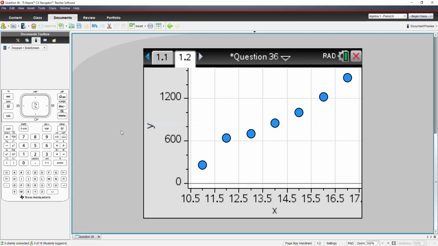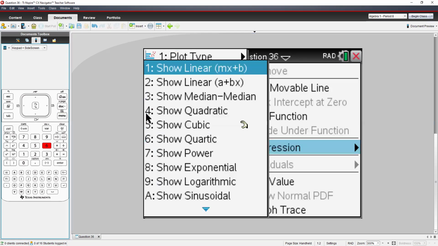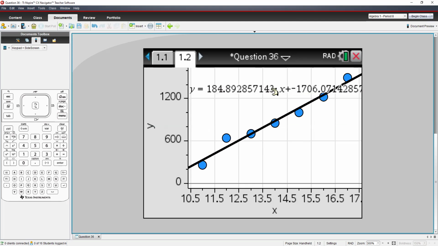That's better. Now, what I'm going to do is they said linear regression, so it's got to be menu 4, 6, 1. Boom. Now, here's the equation. We got to round that. So we're going to round it to the hundredths place. So that means it's going to be 2 decimals. So you go to the 9, look to the right. So the coefficient of the slope, or the X term, is going to be 184.89.